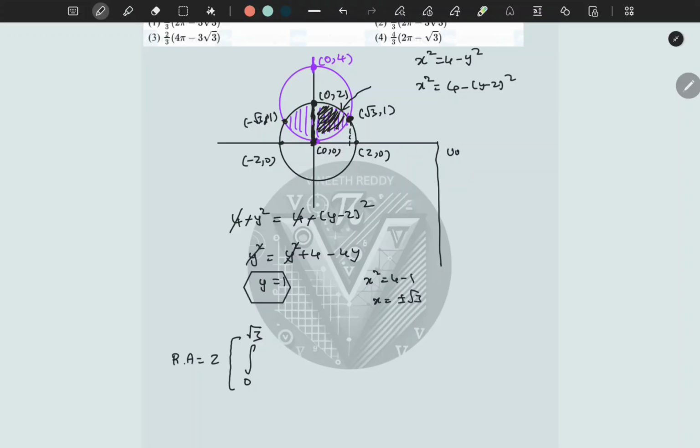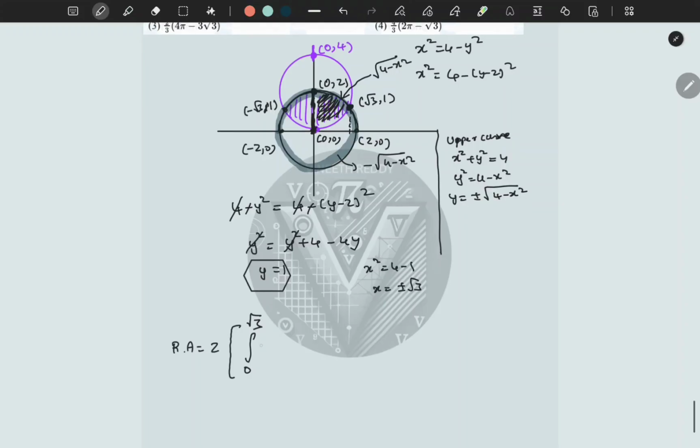So I'll be writing upper curve x square plus y square equals to 4. Since we are integrating with respect to x-axis, we need y dx. So y square is equals to 4 minus x square and y is equals to plus or minus under root 4 minus x square. Now what should we take? We should be taking positive, since see the equation of this particular curve which I am highlighting now, equation of this particular curve is plus under root 4 minus x square and the equation of this particular curve is minus under root 4 minus x square. So I should be writing here plus under root 4 minus x square minus.